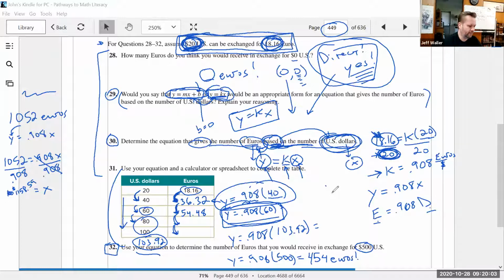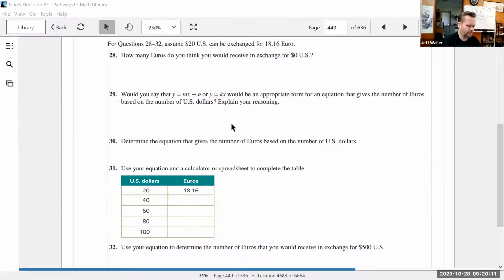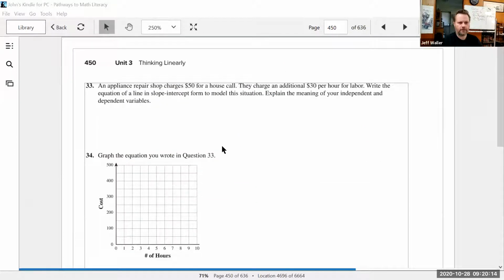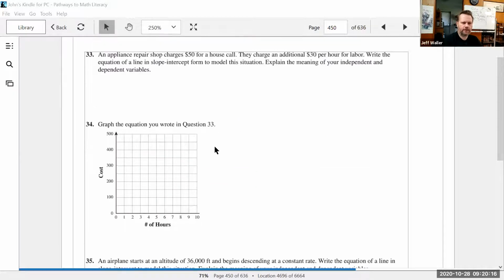How's everybody else? I'm going to clear that page now. It's all going to go away. Here it goes. It's gone. Okay. Now, try these two, 33 and 34.